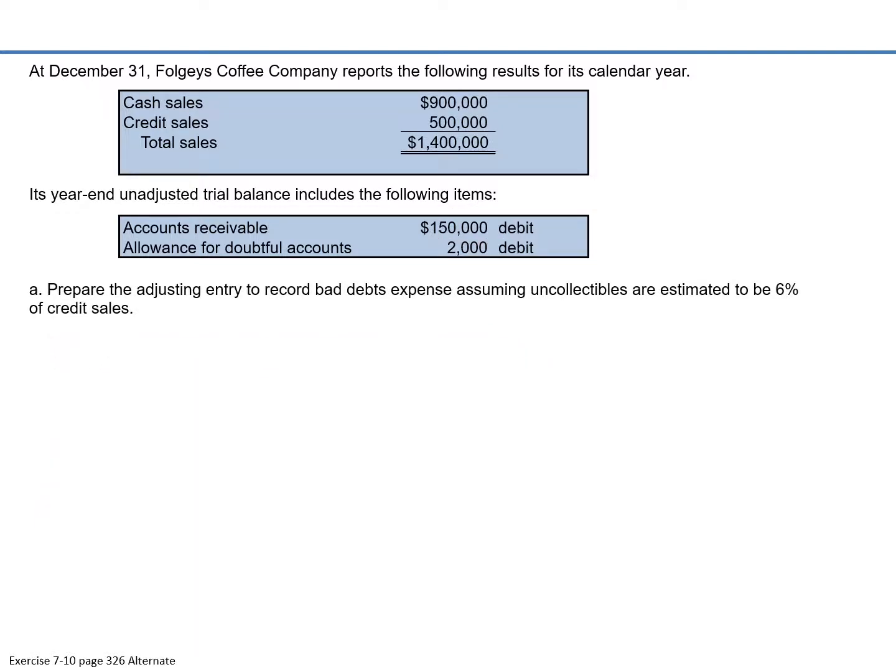Okay, so same problem here. We'll pause after each A, B, and C because they're not all on one slide. So why don't you take a minute and prepare the adjusting entry for bad debt expense, assuming that uncollectibles are estimated to be 6% of credit sales.